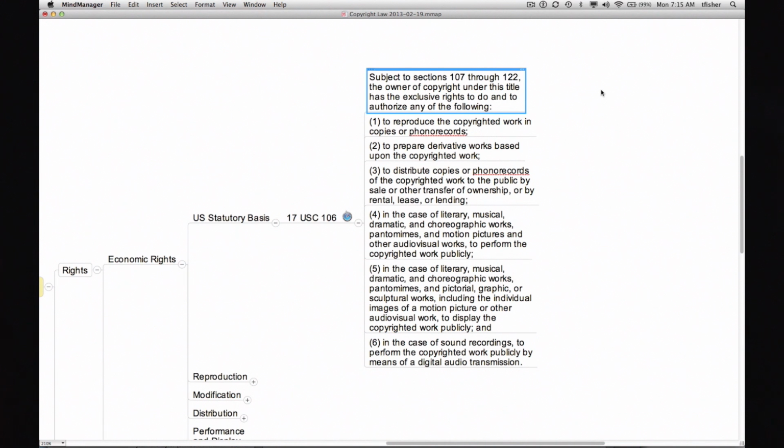As you can see, the introductory clause of Section 106 makes the rights it creates, quote, subject to, end quote, in other words, qualified by Sections 107 through 122. The result of this structure is that, to get an accurate sense of the scope of a copyright owner's exclusive rights, you must oscillate between the generous grants contained in Section 106 and the myriad exceptions contained in the following provisions. And that's what we'll be doing.